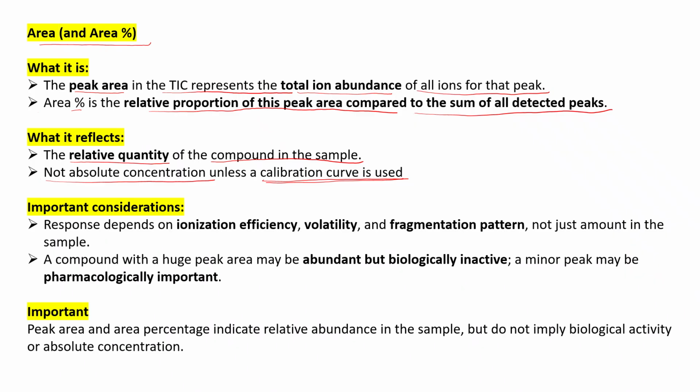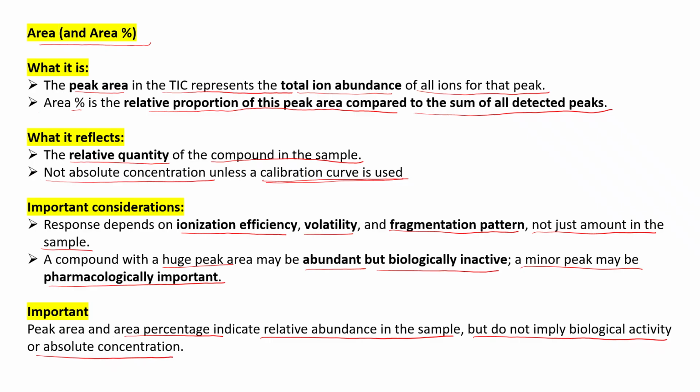Important consideration: response depends on ionization efficiency, volatility, and fragmentation pattern, not just amount in the sample. The compound with a huge peak area may be abundant but biologically inactive, and a minor peak may be pharmacologically important. These are very important considerations. Now, peak area and area percentage indicate relative abundance in the sample but do not imply biological activity or absolute concentration. Very important point.